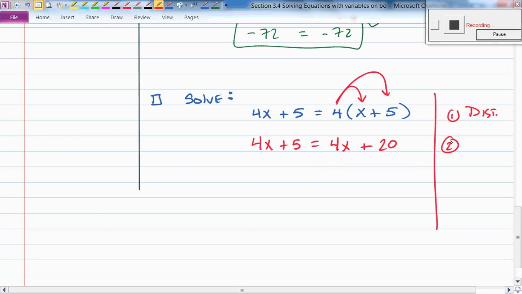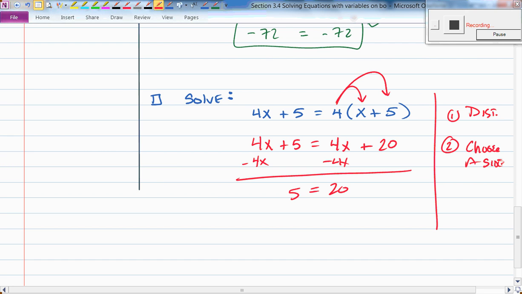What should we do? No, where are the variables, guys? We have to choose a side. Okay, good. Right now, ask your partner which side they would choose. All right, Thomas, what do you think? What side do you want to choose to put the variable on? The left side. Okay, so that means I'm going to subtract 4x from this side and subtract 4x from that side. Here's what I get: 5 equals 20.